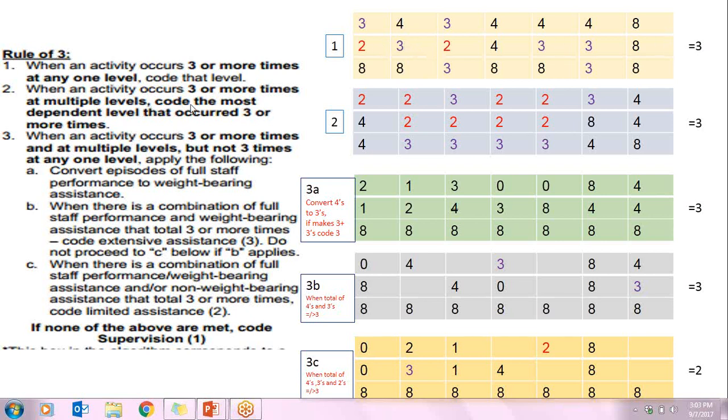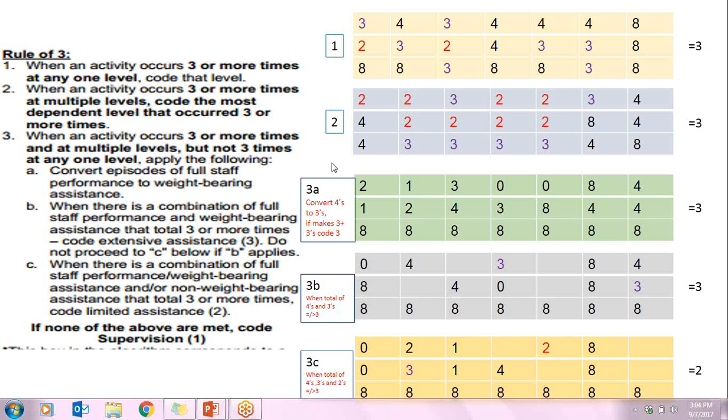When an activity occurs 3 or more times at multiple levels, you're going to code the most dependent level that occurred 3 or more times. So again, not so bad. You've got a bunch of 2s, you've got a bunch of 3s. You can't code 4 because it has to be all the time. You can't code 8, it has to be all the time. 3 is more dependent than 2, so you're going to code the most dependent level that occurred 3 times, and you're going to have a 3. Again, not so bad. We don't usually get these wrong.